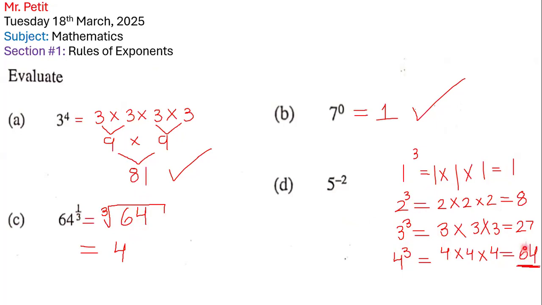It's 64. Therefore, the cube root of 64 is 4. Does that make sense to you? Yes, sir. I understand now.